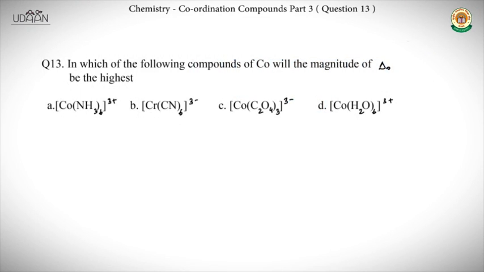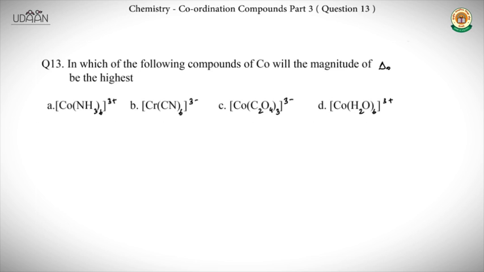Now we'll be discussing a couple of questions related to the CFSE and crystal field splitting, which is another important concept in this chapter. Question number 13: in which of the following compounds of cobalt will the magnitude of delta O be the highest? Let's see how to deal with such problems.